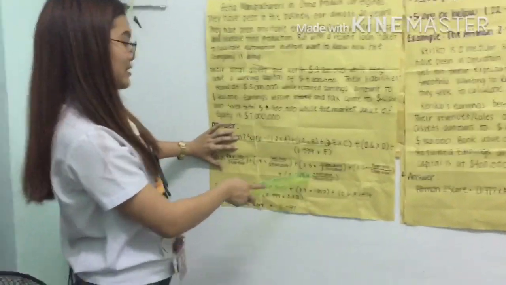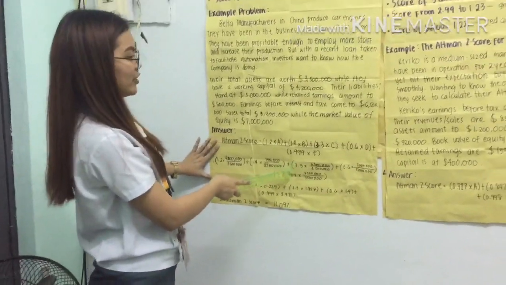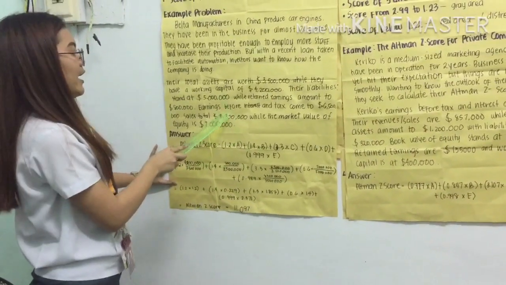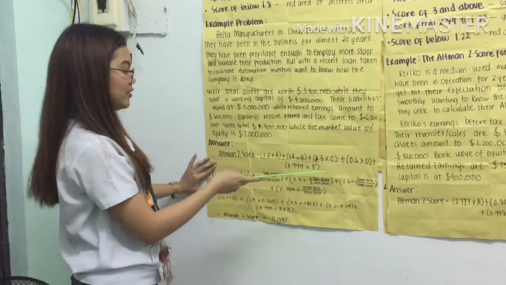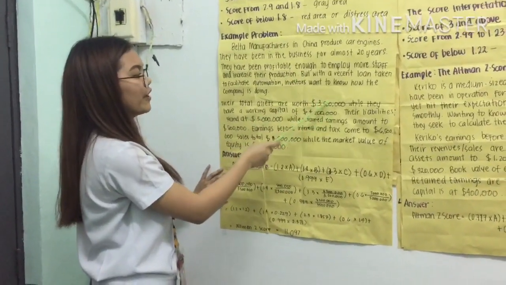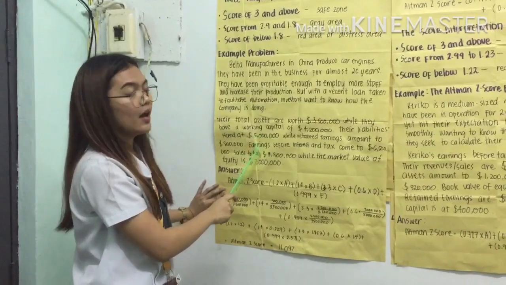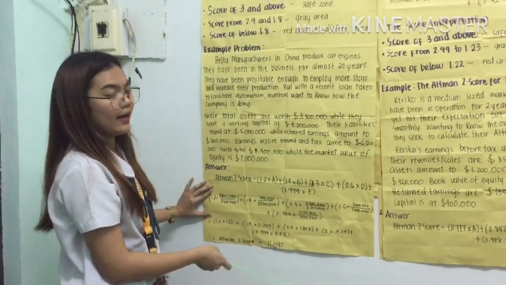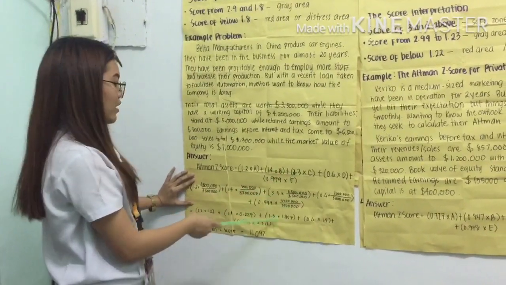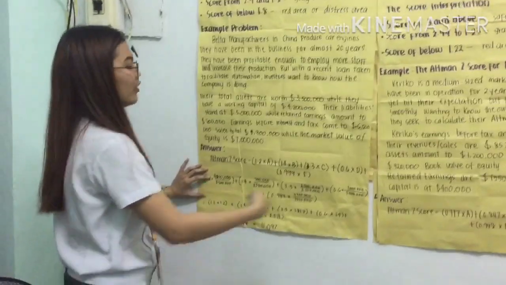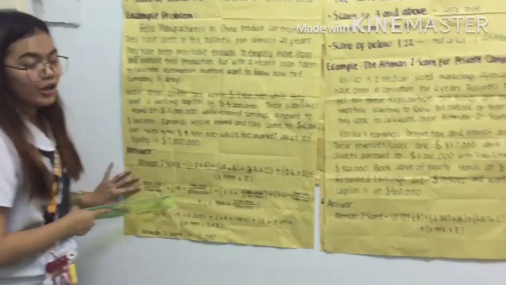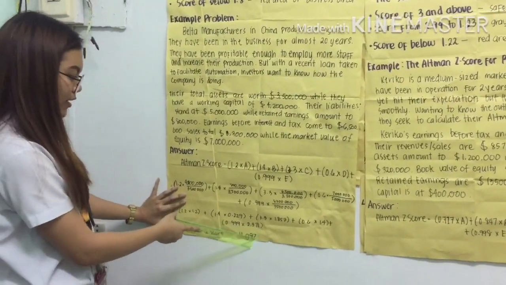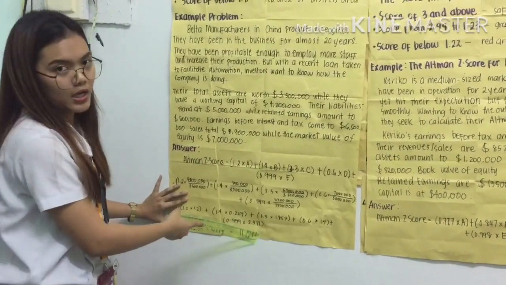And for the last is letter E. So letter E is sales over total assets. So the sales is 8,300,000 divided by the 3,500,000, which is the total asset. So the quotient of this will be multiplied by 0.999 and the answer will be letter E. So when you total the answers, you will get the Altman Z-score of 11.09 or 11.1.